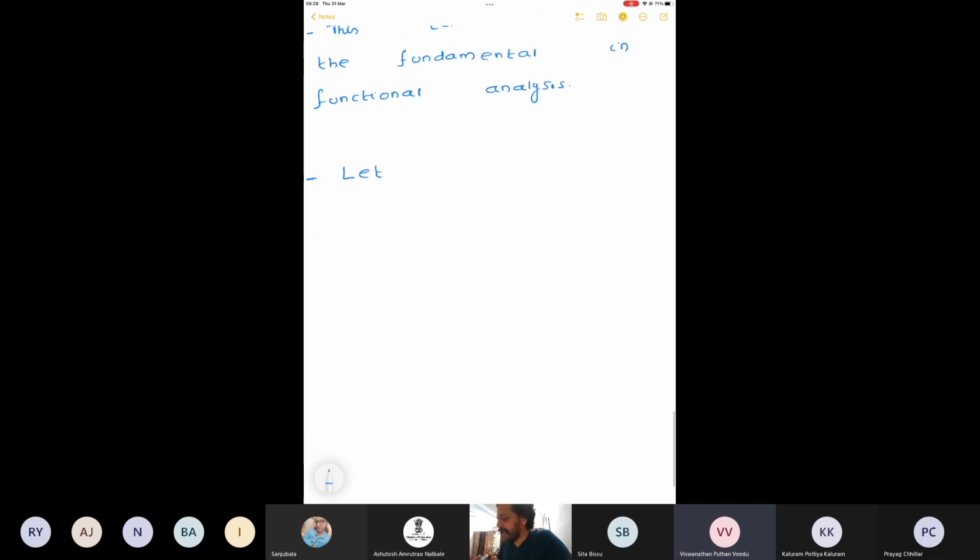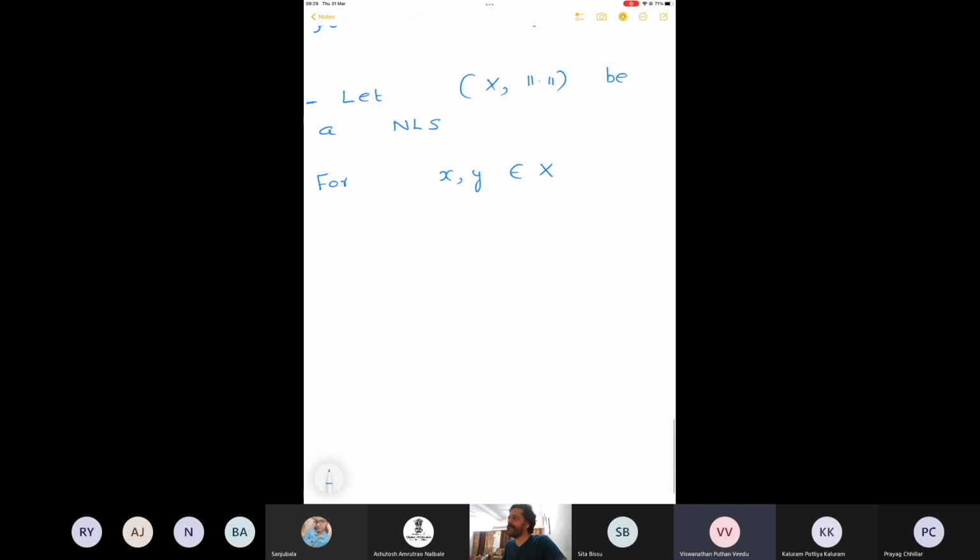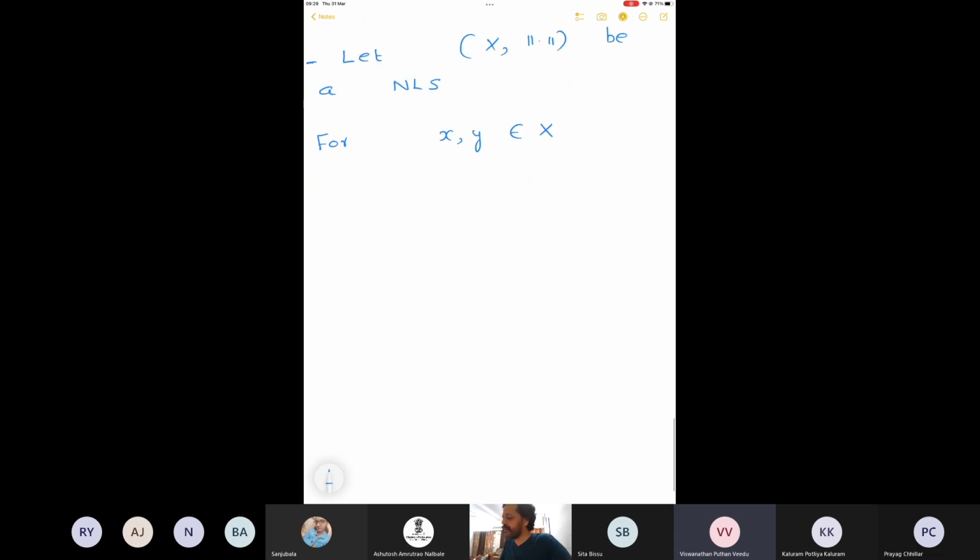Let X with norm be a normed linear space. For two vectors x and y in X, what is a normed linear space? It is a vector space along with a norm function that will facilitate us to talk about the length of a vector. Now for x comma y in X, define d of x y. Can you suggest what should be my definition?